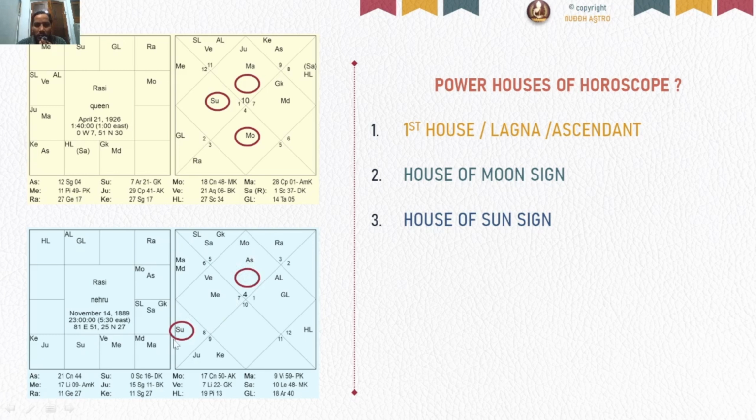Then the next powerhouse will be the sun, where the sun is sitting in the horoscope. Sun is sitting in the fifth house. Sign is Scorpio. So, this is the powerhouse of this horoscope, right? Now, since moon is sitting in the lagna, that's why moon sign has also become lagna. So the powerhouse becomes double powerful.